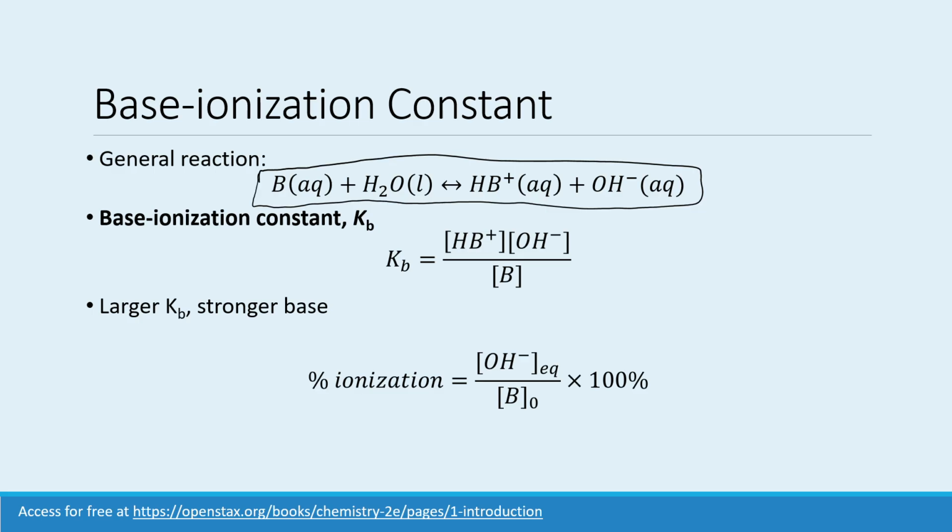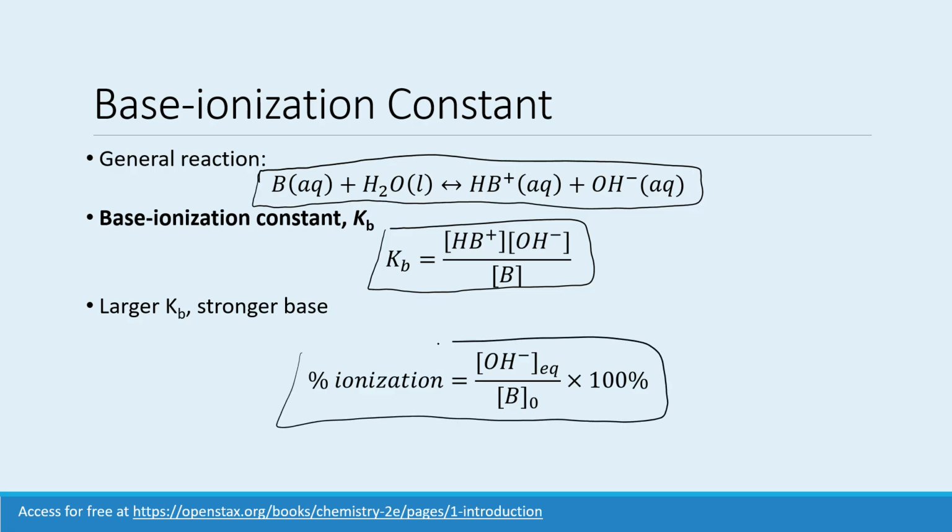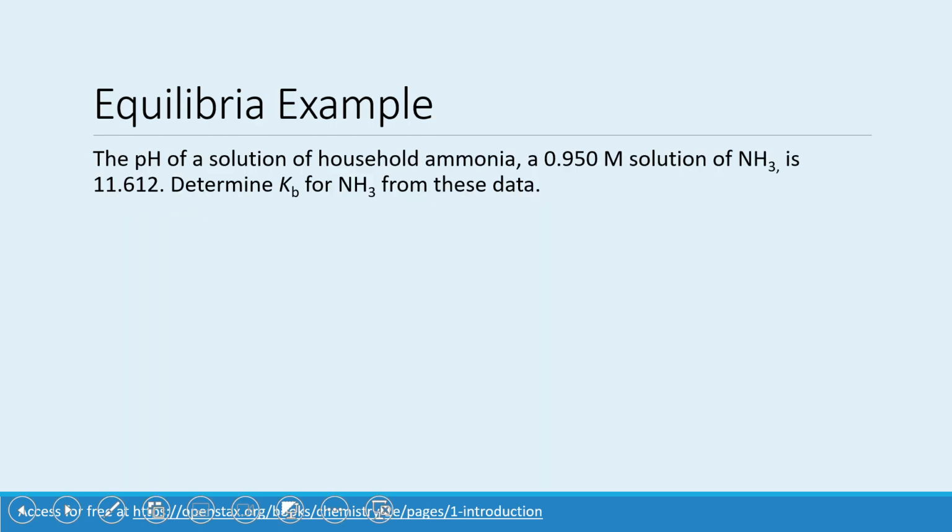And then the base ionization constant, Kb, is equal to our products over the equilibrium value of the concentration of the weak base. And then, of course, we have our percent ionization equation, which we'll use as well. So we'll use all three of these in the calculations that we're about to do. So when we look at equilibria calculations for weak bases, we're going to see a lot of similarities that we did with the weak acids, but there are some slight differences.